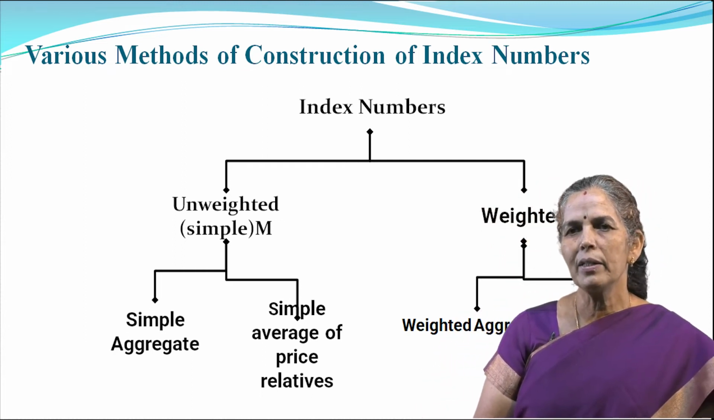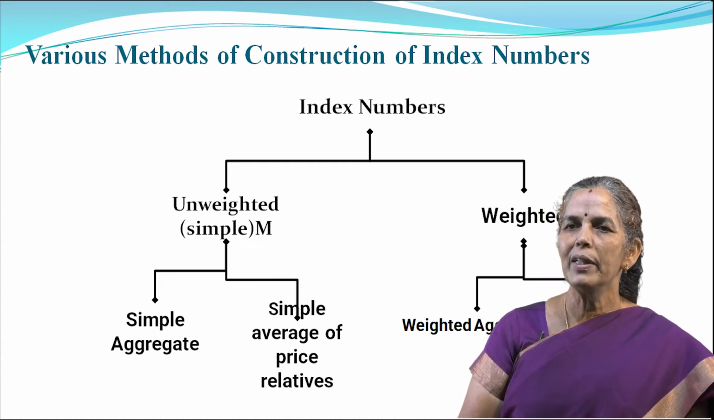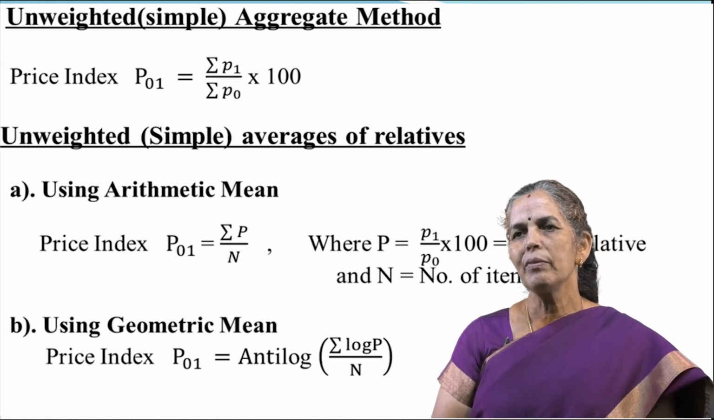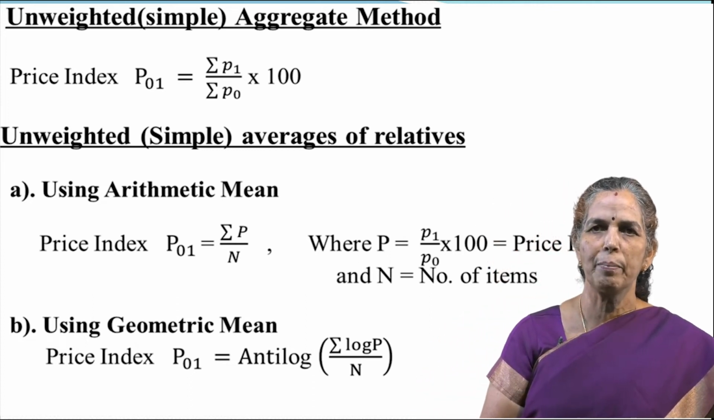Simple aggregative method and another one is simple average of price relative method. Next, weighted method, we are having two parts like this. Weighted aggregative method, weighted average of price relative. We will see one by one what the formulas represent.